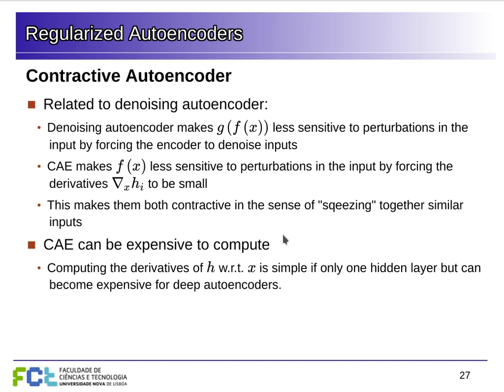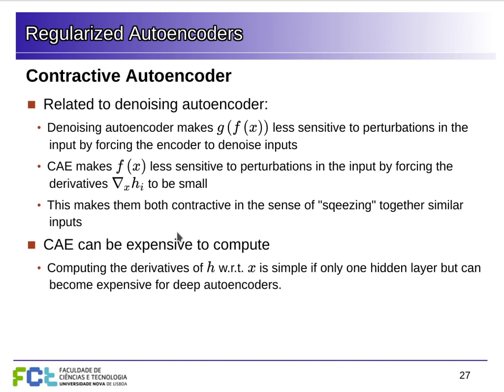And the reason why this is contractive is because we are forcing the encoder, or the autoencoder, to map slightly different inputs into the same region, into the same output. So we are squeezing together similar inputs. This is good because, by imposing these constraints, we capture a smoother and flatter manifold for our data.